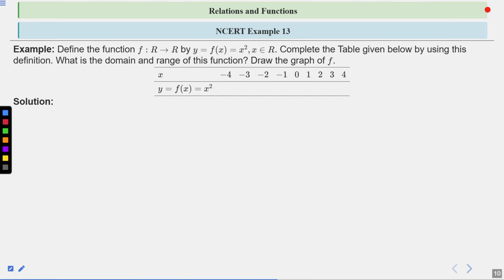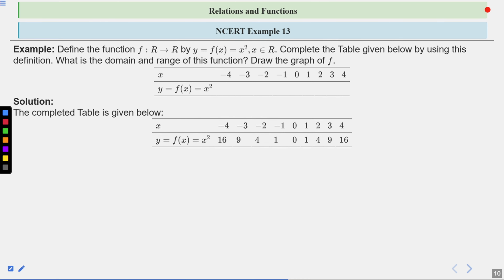So solution. The completed table is this. If you give input minus 4, then your output will be the square of the input. So minus 4 times minus 4 is plus 16. Now minus 3 square is 9, minus 2 square is 4, minus 1 square is 1, 0 square is 0, 1 square is 1, 2 square is 4, 3 square is 9 and 4 square is 16. Clear how we are getting this table?